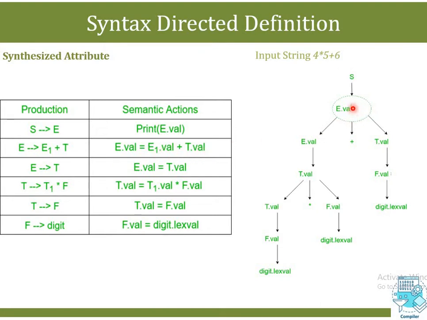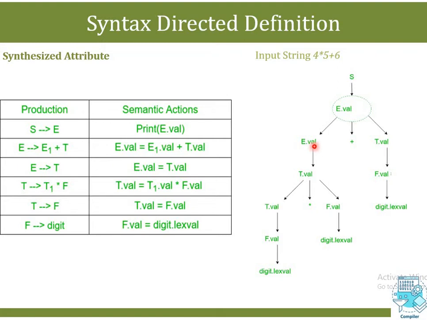So for computing the value of this particular node, you want to know the value of E1 dot val and also T dot val. Only by adding these two values can you know the value of E dot val. So for computing this, we need the value of its child nodes. So it is a synthesized attribute. Now let us try to find the value. So we need the value of E dot val and also T dot val. Let us compute that first.